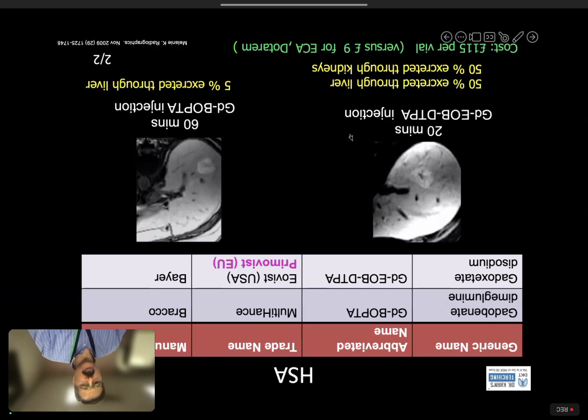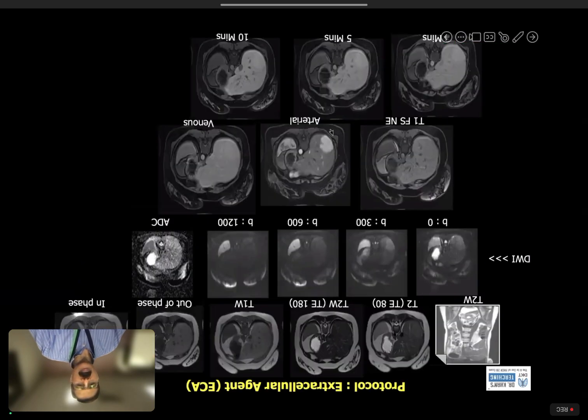And the key concept to remember, so forget about this one because we don't use this. This is a 60 minute delay. We just use this, and this is the usual protocol which we follow. Of course, there can be some variations. We do T2, highly T2 weighted, and an opposed phase, to look for fat. And the candidate did, where we picked up fatty change in this case.